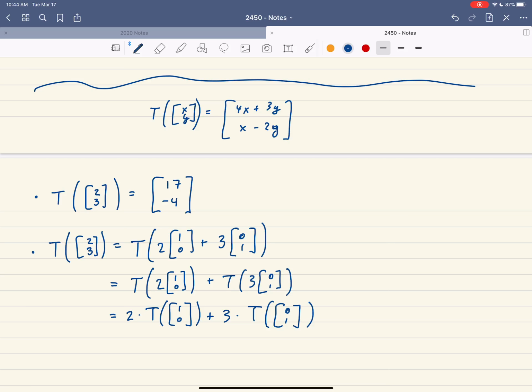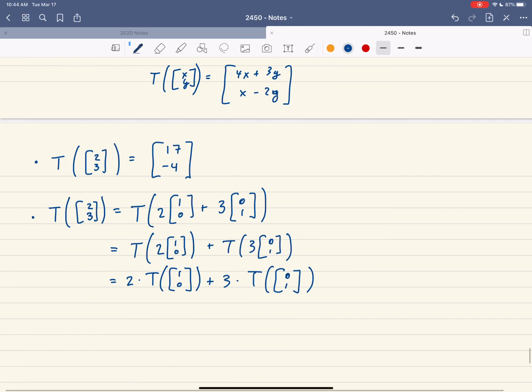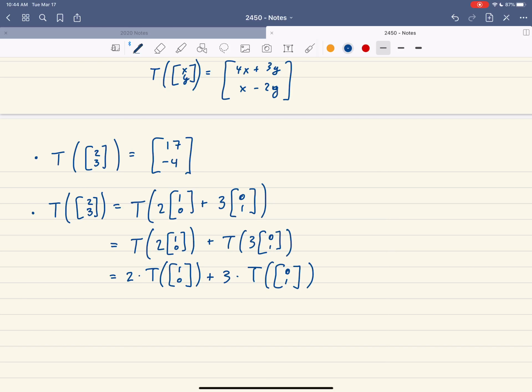And hopefully now you can feel why, just intuitively feel why, if you know the images of (1, 0) and (0, 1), then you know everything, right? Because let's just think about what happened. We wrote (2, 3) as a linear combination of our basis vectors. There's a unique way to do that.